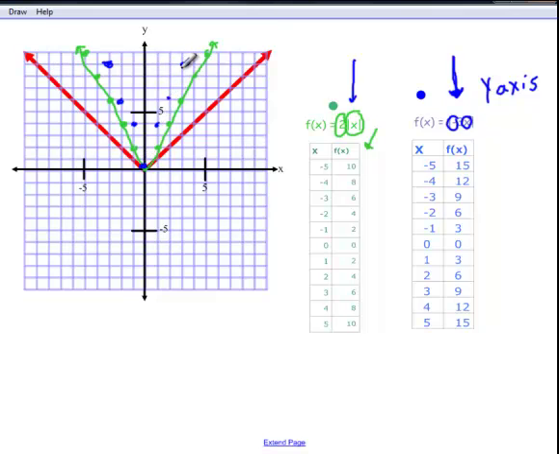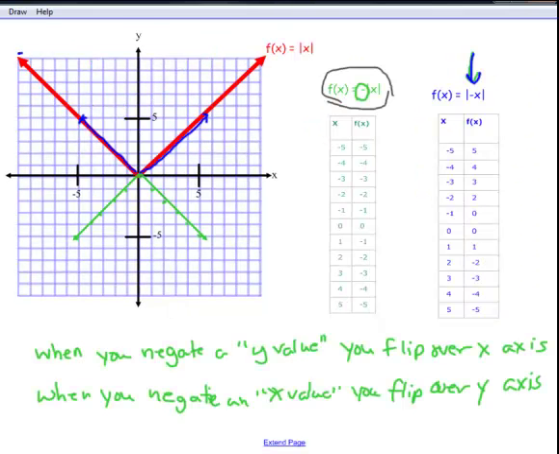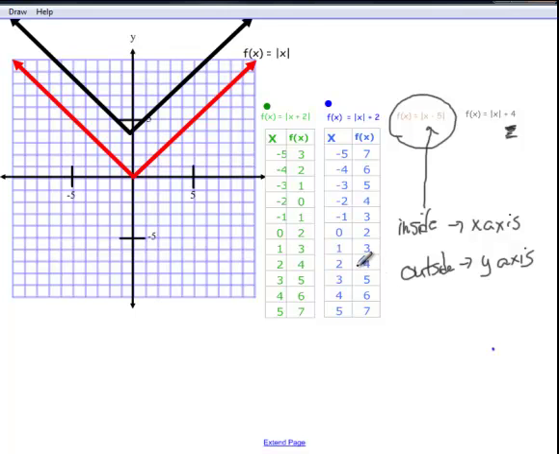So you see what happens here? This thing got stretched even taller because we were multiplying by 3, and then the graphs got flipped over the y-axis. All right, so I'm really worried about you understanding what shifts are about along the x and the y axis. Those are the big things for this section.